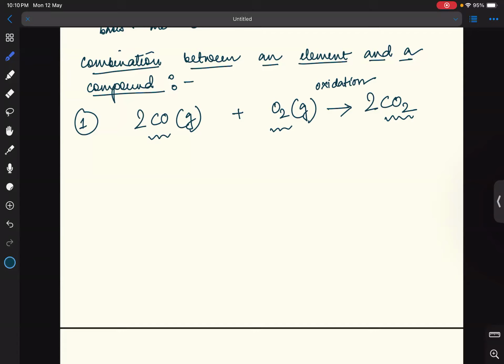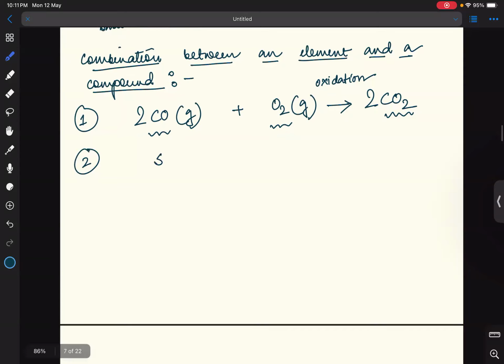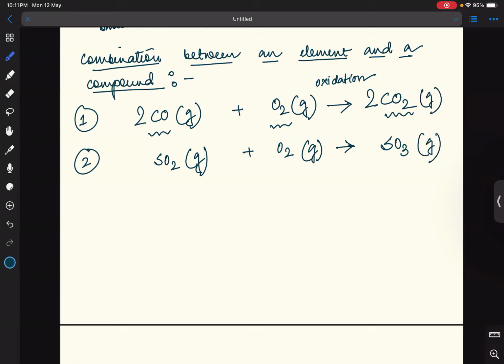So it is a compound, carbon monoxide, and the element oxygen between which the combination reaction is taking place. The next example is sulfur dioxide plus oxygen. Sulfur dioxide we take in the gaseous state and oxygen also in the gaseous state, and we get sulfur trioxide. Carbon dioxide, I forgot to mention, is also in the gaseous state. Okay. Now, is this balanced? No. You need to balance it. So now I have balanced it.